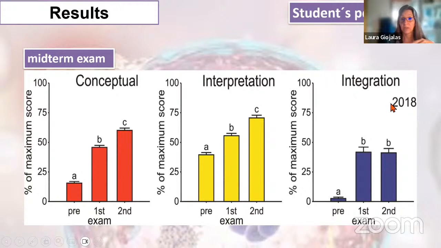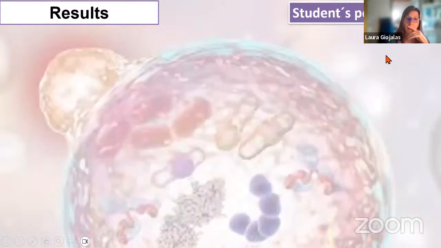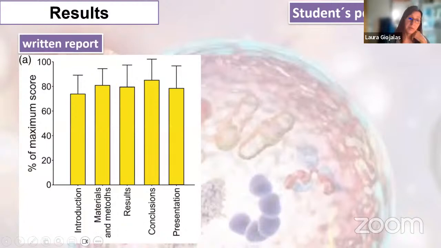And concerning integration, once they get the ability to integrate concepts, this ability usually remains. In some years there is some increase, but more or less it remains like this. Concerning the written report, we evaluate the different sections: introduction, materials and methods, results, conclusion, and presentation. More or less all the sections were done pretty well by the students. This is data from all the years for all the groups.